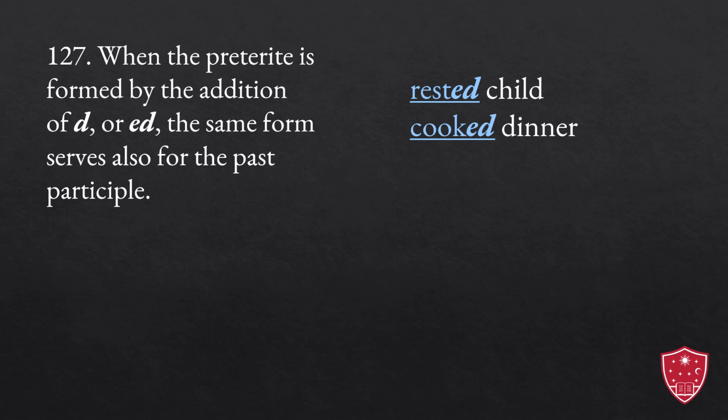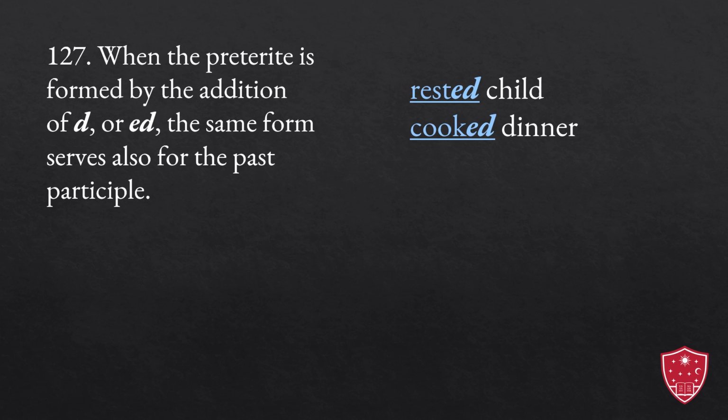If we take the verb to rest, to lie down and rest, we form the preterite by adding ed. So the present tense is rest, the past tense is rested. That form that's made by adding ed to make the preterite tense is the same form that's used also for the past participle. So rested here, a rested child. A child after taking a nap is a rested child. The same form that's used for the preterite tense of the verb is used for the past participle, rested.